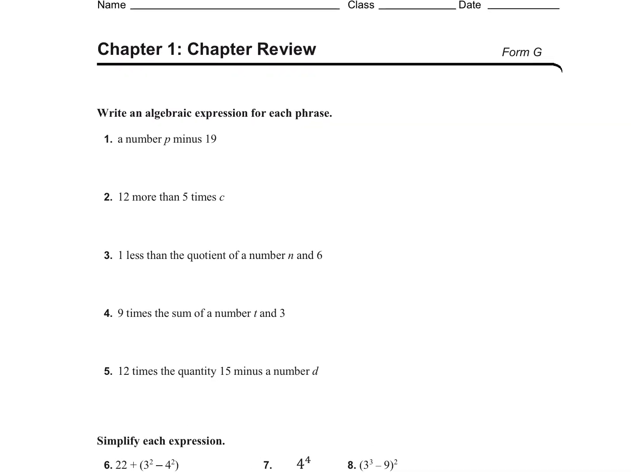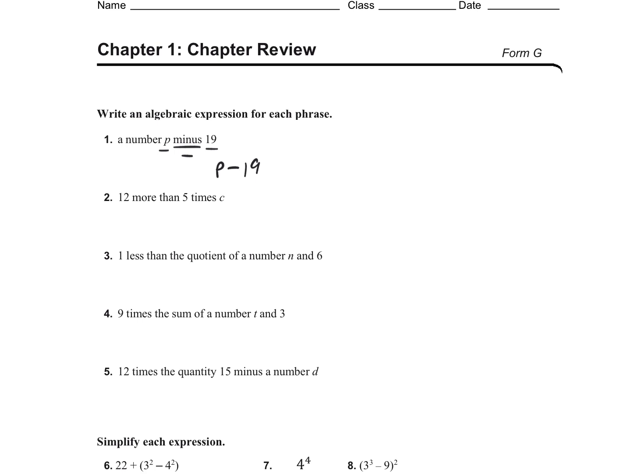All right, so starting with this section here, writing an algebraic expression for each phrase. You really just need to know what each of these words mean. So a number p minus 19: minus is a subtraction, so you're doing p minus 19. Simple as that.